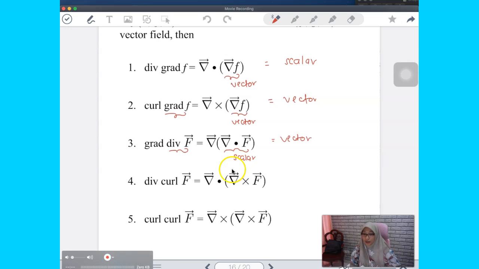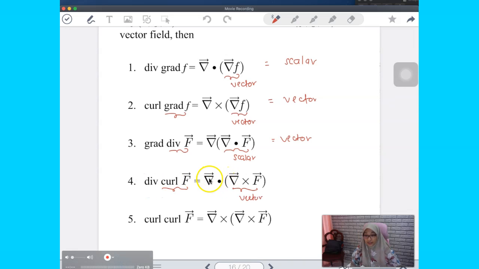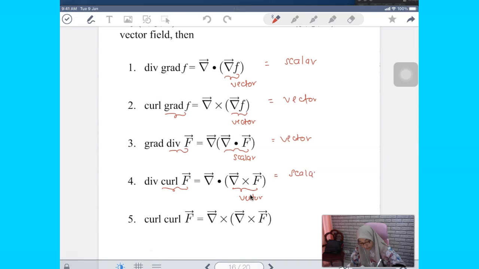Okay, and then similarly the fourth, divergence of the curl of f. So the curl of f is a vector, right? This one, what is the formula? So grad cross f. So this is a vector. Now we have divergence, which means grad dot whatever is inside the bracket. So grad dot vector, the answer should be a scalar form.